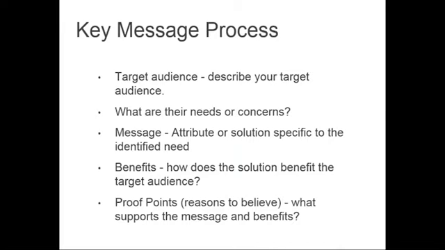Then what are their needs or concerns? And the important thing is you're not telling them what you want them to hear. You need to get into their mindset to tell them something they need to hear. That's why you have to really understand their needs or concerns. Then the message: what is the attribute or solution specific to the identified need? Benefits: how does the solution benefit the target audience? And proof points: what supports the message and benefits? What I always say to myself for proof points is, what would it take to convince a skeptic? What is the most powerful thing you can use in your proof point so that it is indisputably true what you have to say?